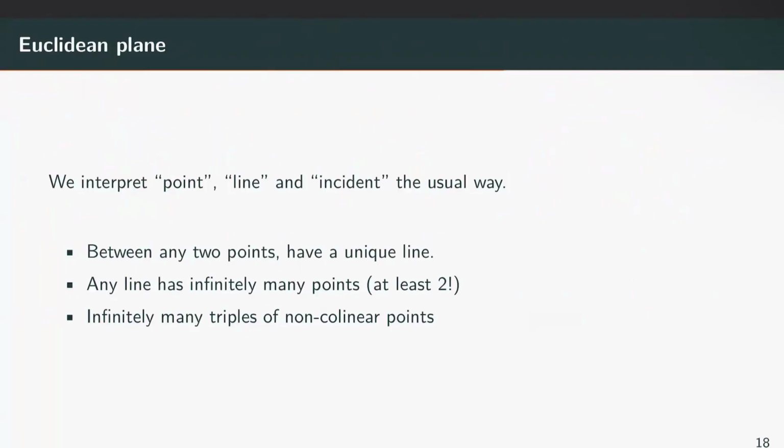So here we're going to think of a point as being just a point of Euclidean geometry, a line as a line of Euclidean geometry, and incident means the usual, a point being on the line. Okay, so the first axiom is any two distinct points, there's a unique line. Yes, that's true in Euclidean geometry. Any line has infinitely many points on it, so that's at least two. Axiom 2 holds. And we can find infinitely many triples of non-collinear points. Right, so I can put something like that. That's an example of a triple of non-collinear points.